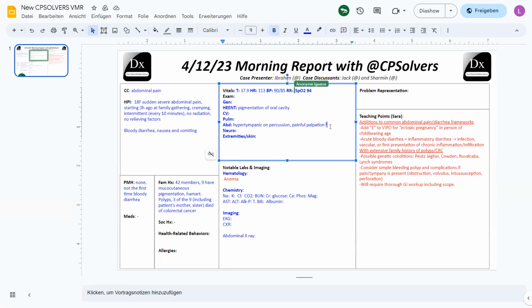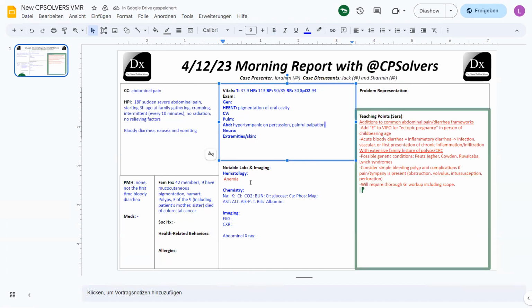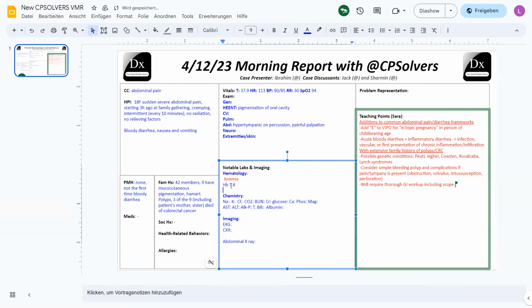Right? And then she was also anemic on presentation. So the patient had a hemoglobin level of 7.6. Right, and then sodium was 147, and potassium was 3.3, and all others were non-remarkable. EKG was sinus tachycardia. And then on abdominal X-ray, the patient had small bowel obstruction.